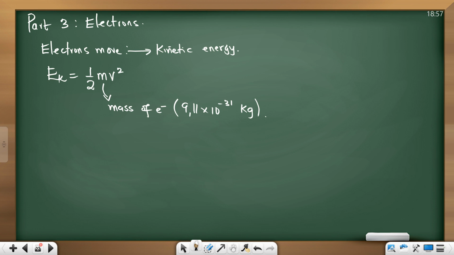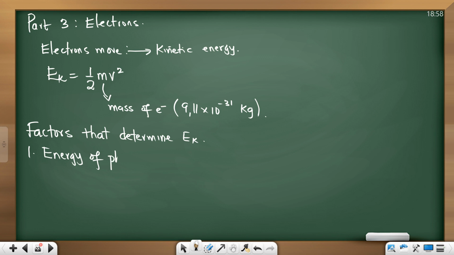Now, please don't forget what determines the kinetic energy here. Two things will determine the kinetic energy. Factors that determine kinetic energy: number 1, the energy of the photon; and number 2, the work function of the metal.